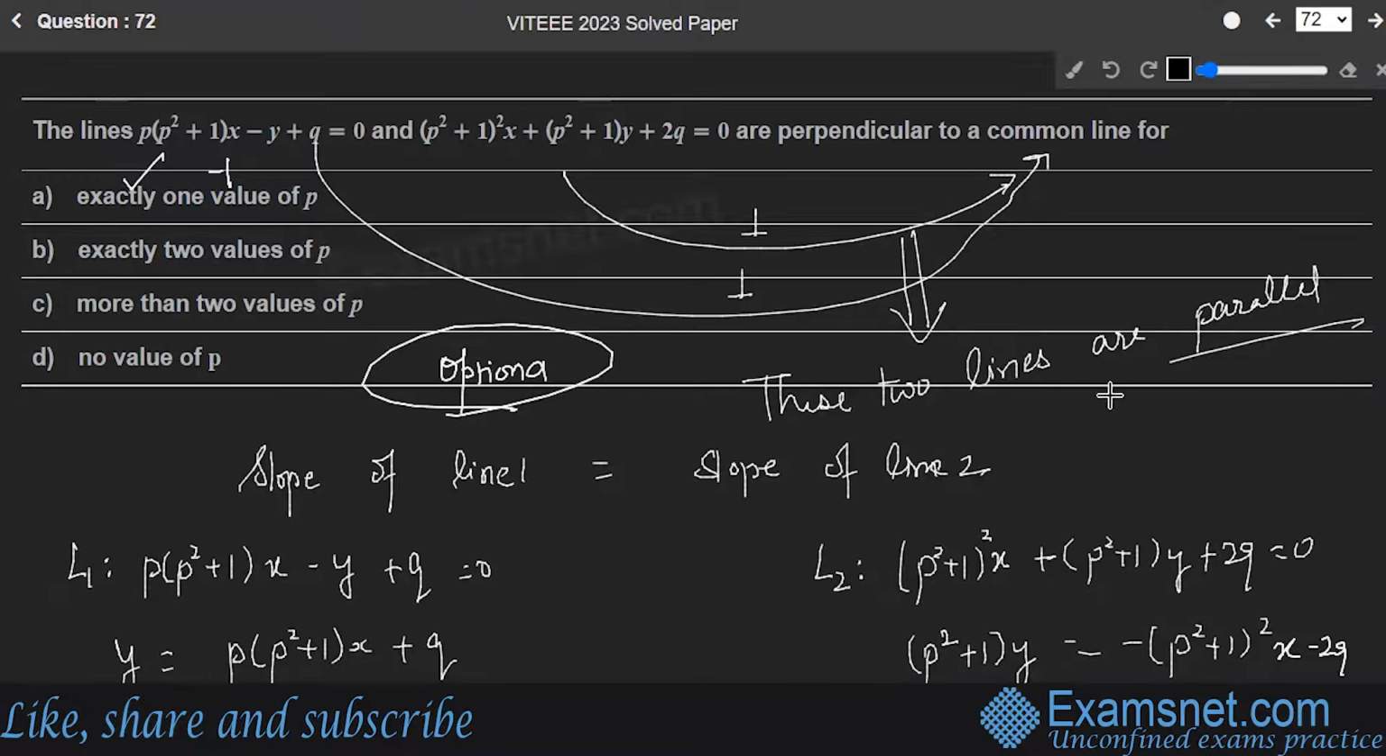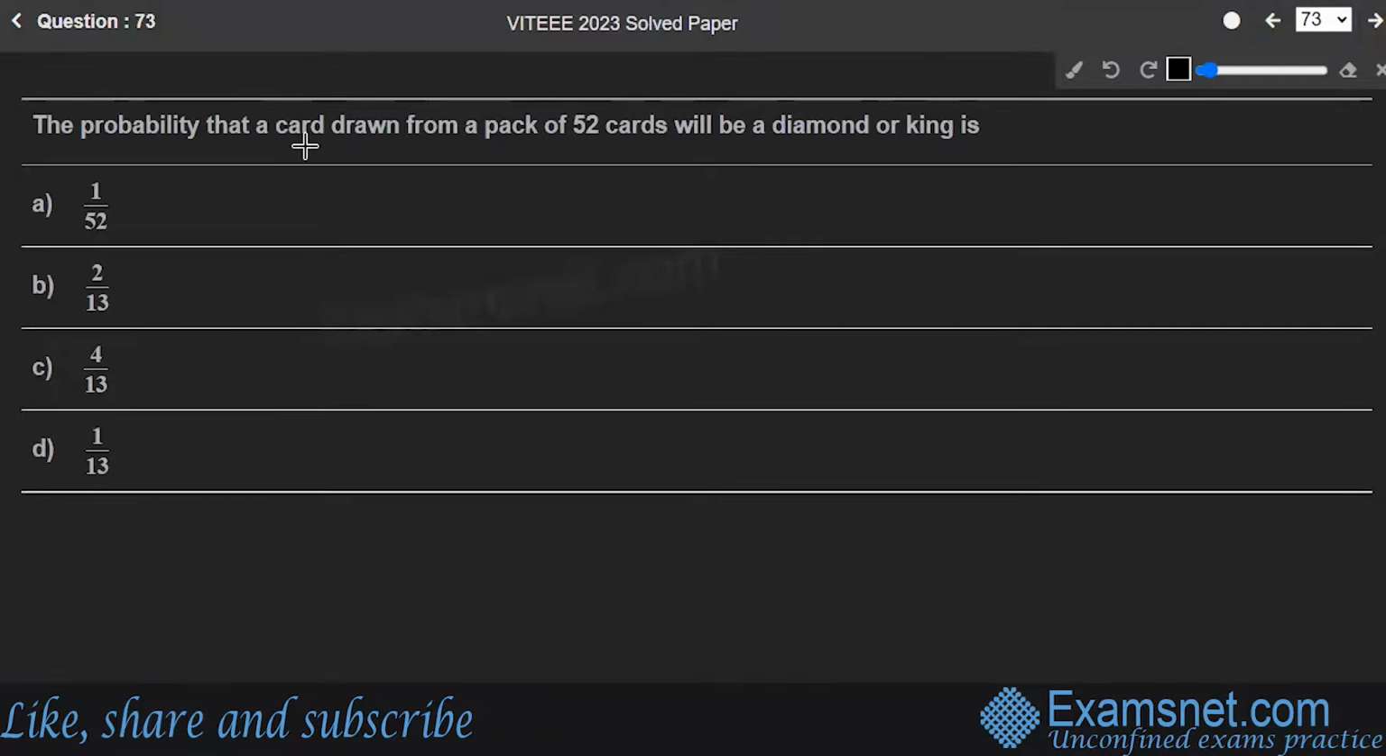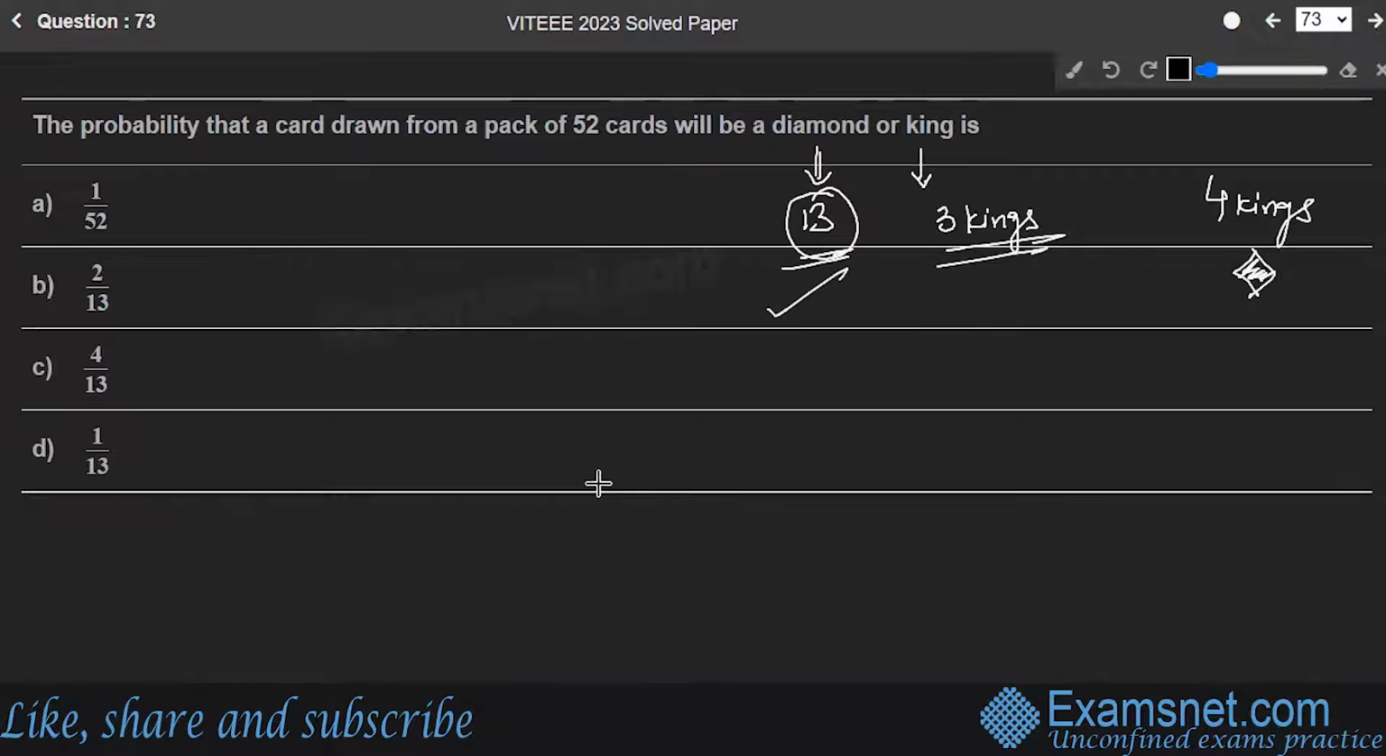Hope you understood this. Next is question number 73. Probability that a card drawn from a pack of 52 cards will be a diamond or a king is given by. Fine. You know how many diamonds are there? There are 13 diamonds. And if I exclude one king from here, apart from the one king which you have taken for the diamond, there will be 3 more kings. Right? Actually, there are 4 kings, but one king of diamond is already counted over here. So I am taking the rest of the kings as 3 kings.